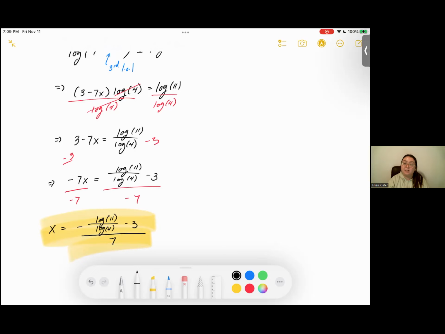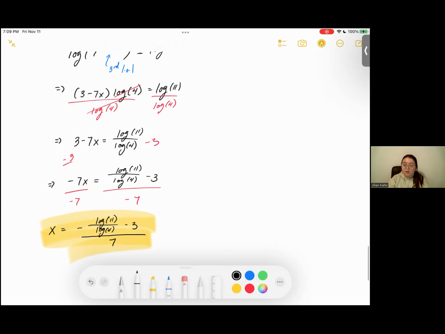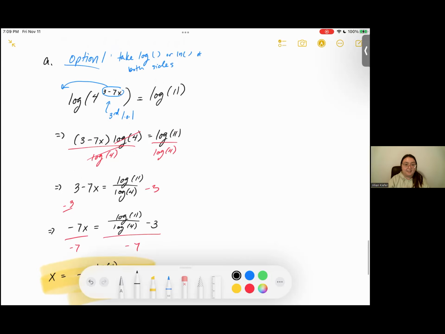We never used a calculator. That is for part B. So we never once used a calculator. We never really simplified anything that we really couldn't simplify. So that's how we got to our exact solution. And that, once again, is with taking a log or a natural log of both sides.